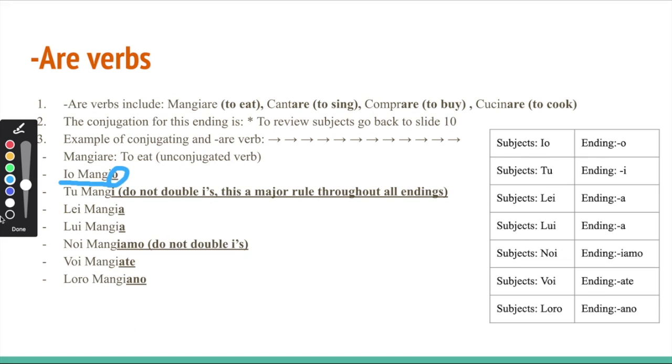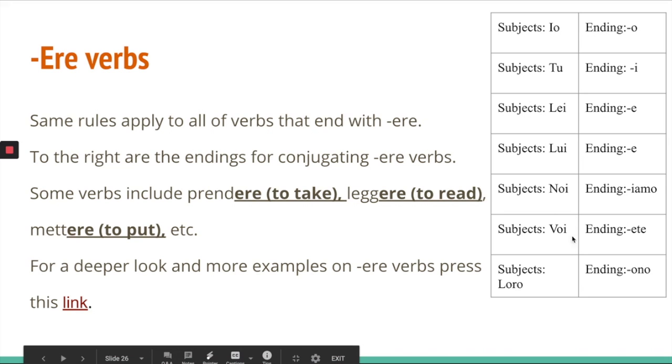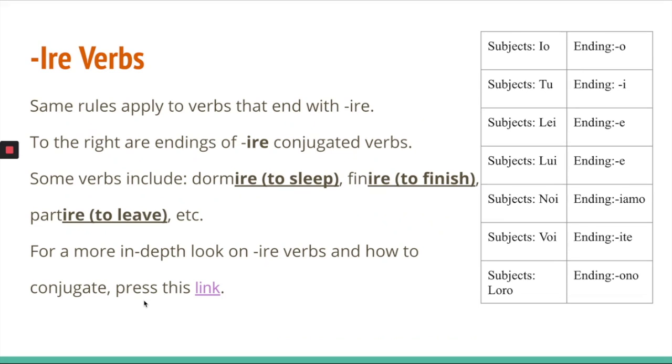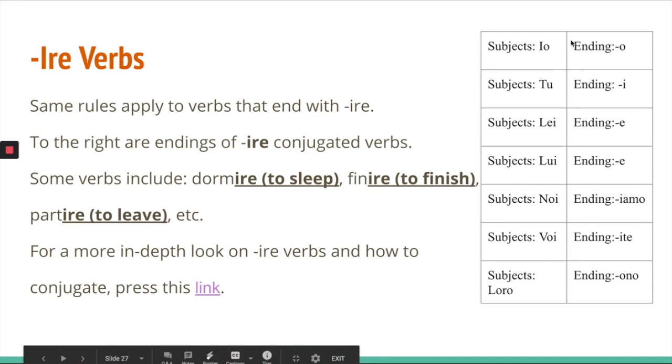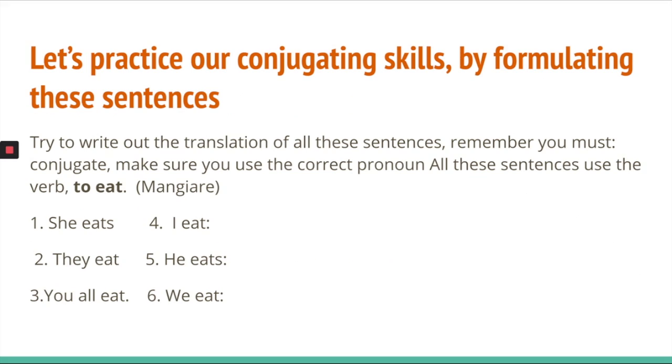That's continuously changing. You guys can feel free to look at ERE verbs, which are basically the same as ARE verbs with a few changes on the endings. But make sure to use these links to look at those. Same with IRE verbs, same process, but just different endings. You guys should really become familiar with these endings and start memorizing them. This is one of the parts that you have to memorize, just like grammar rules that we memorize in English.